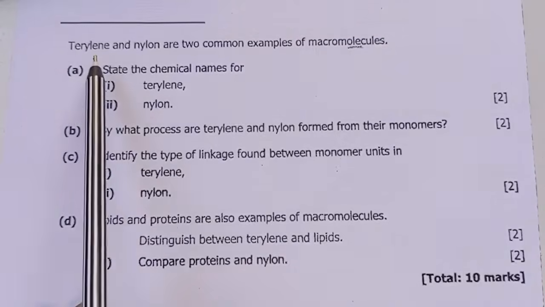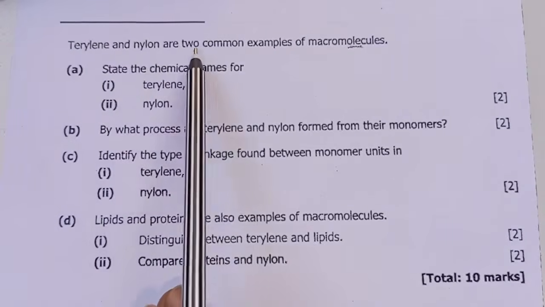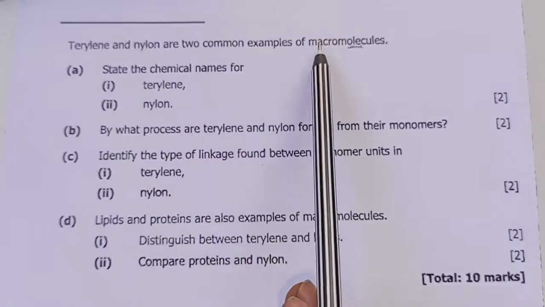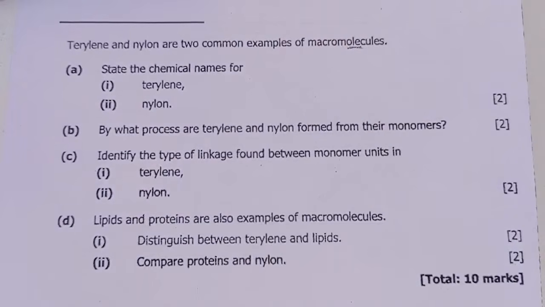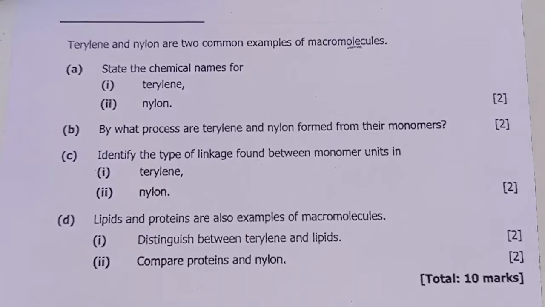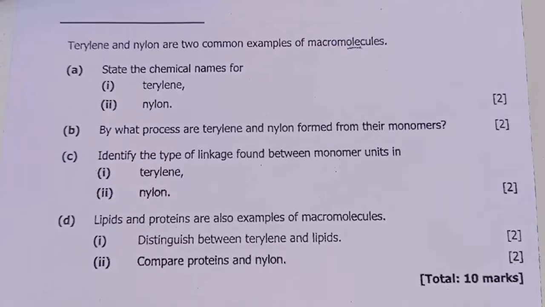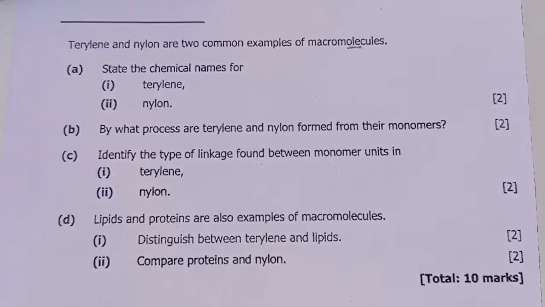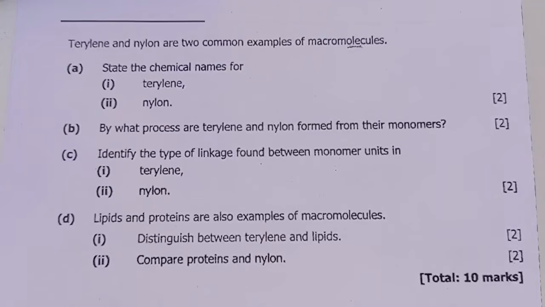The question is saying, Terylene and nylon are two common examples of macromolecules. The word macromolecule means a large molecule. It is just the same as a polymer, because a polymer means a large molecule. And how is this formed? It is formed when you join small units which are called monomers. So when you join small monomers, you form a large molecule that is called a polymer or a macromolecule. It is just one and the same.